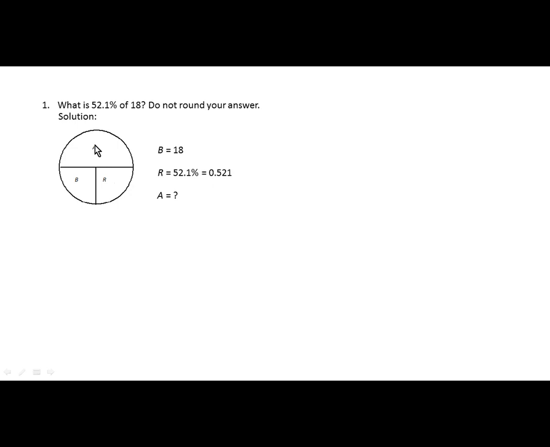So we cover up A. A is B times R. So I've got 18 times 0.521. You just take out your calculator and do 18 times 0.521. You get 9.378. Notice there really was no reason to round. Anytime we want you to round, it's going to say something about rounding, how many decimal places you're supposed to show. If you don't see anything about rounding, don't do it.